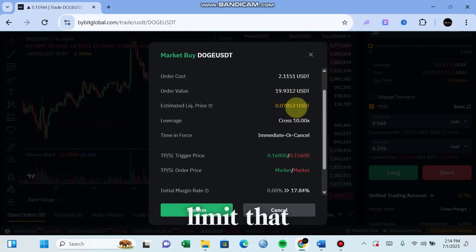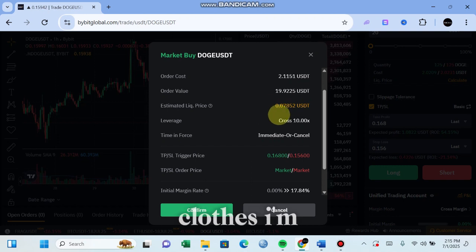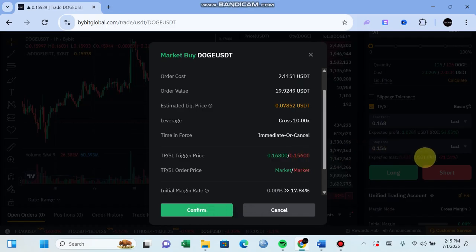If it hits my liquidation price, I'm going to lose all the money in my account. But since I'm using isolated, with my liquidation price, I'm going to lose just the 2 USDT. But if I'm using cross, I'm going to lose everything. But my stop loss is what? 0.1560. With my stop loss, I'm just losing about 0.46, you get. With my take profit, I'm going to make about 1 USDT, right?